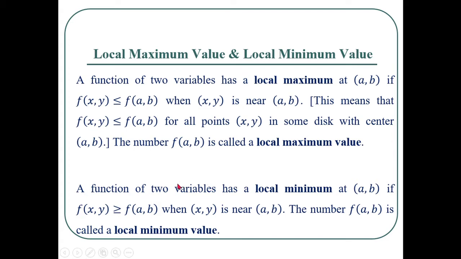Similarly, a function of two variables f of xy is said to have local minimum at (a, b) if f of xy is greater than or equal to f of (a, b) when xy is near to (a, b). Means again, a function is said to have local minimum at (a, b) if there exists some neighborhood about (a, b) such that the values of function in that neighborhood are always greater than or equal to the value of function at (a, b). Means the value of function at (a, b) is less than or equal to each and every value of function at the points in that neighborhood. So this value becomes minimum, and hence we say that the function has a local minimum at the point (a, b), and the number f of (a, b) is called a local minimum value.